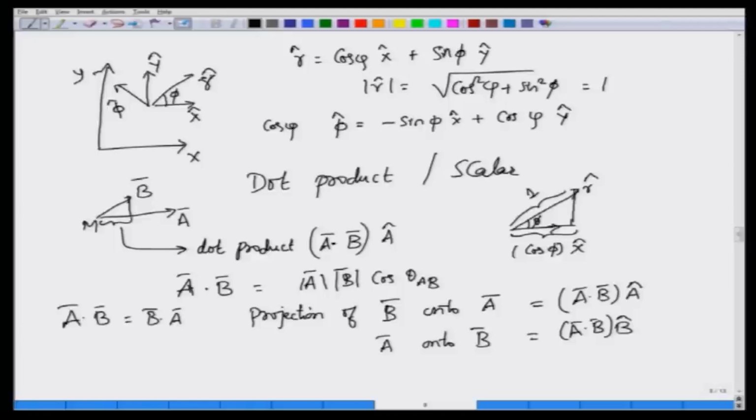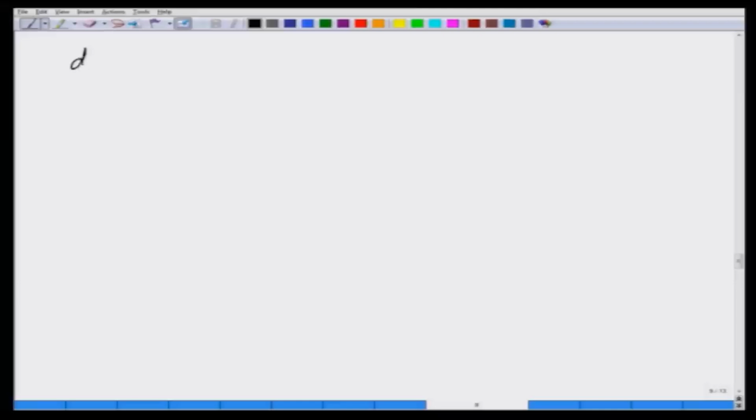Okay. So, I hope that in the spirit of this discussion, these relationships, r hat is equal to cos phi x hat plus sin phi y hat and phi hat is equal to minus sin phi x hat plus cos phi y hat, are very clear to you now. Okay. There are two other things that we have not finished with the cylindrical coordinates. How do I write down the vector surface areas?